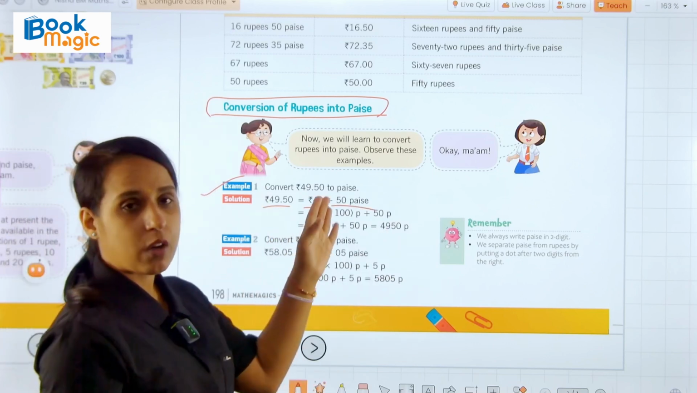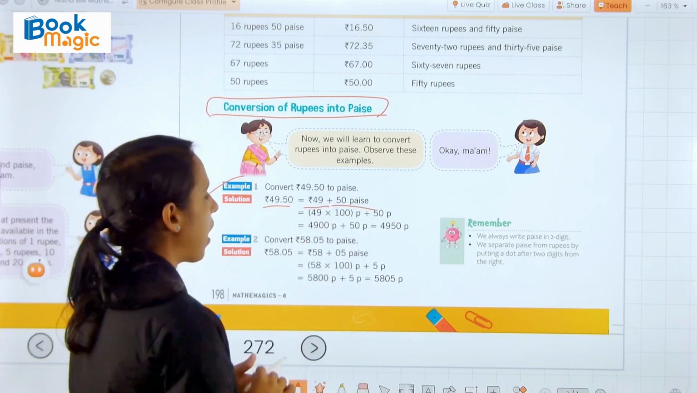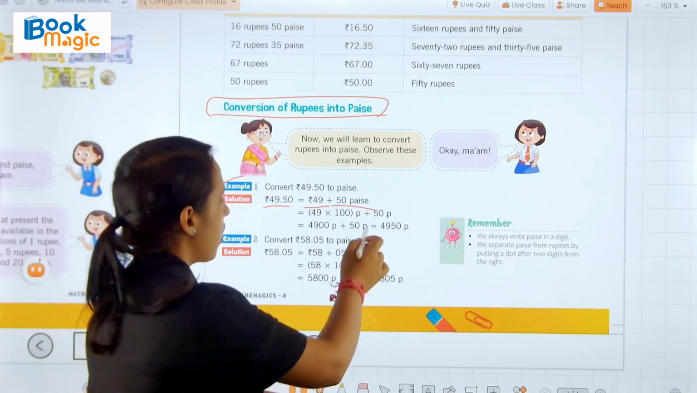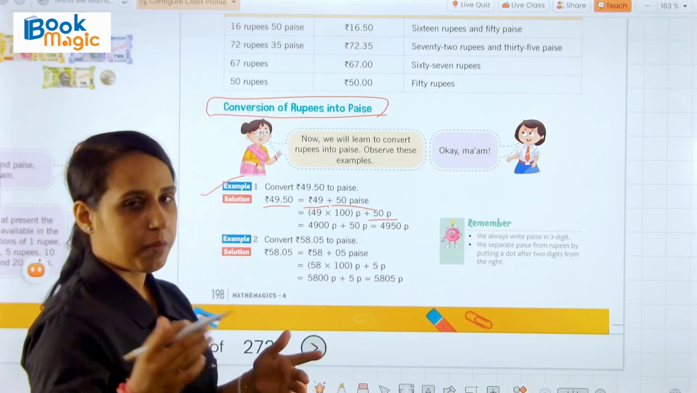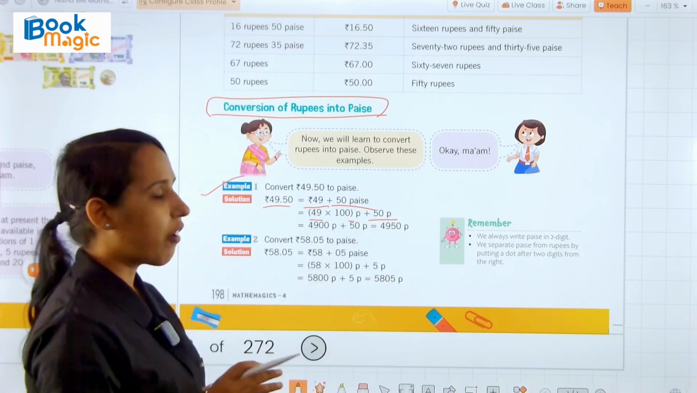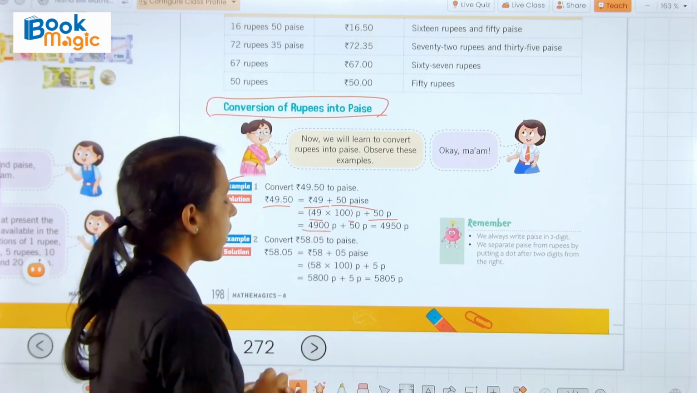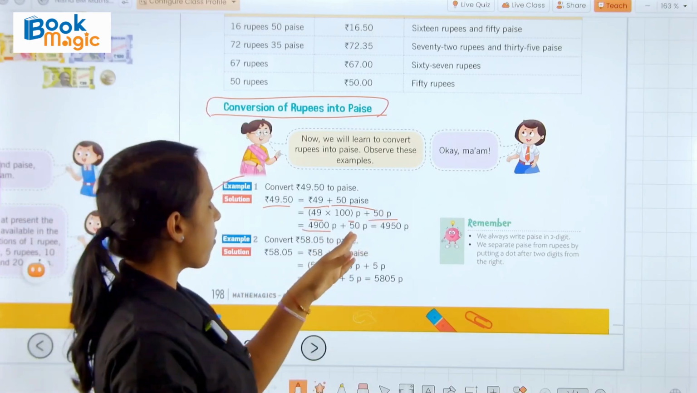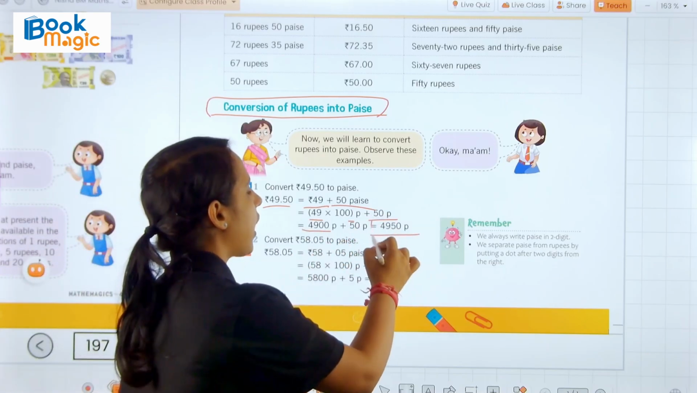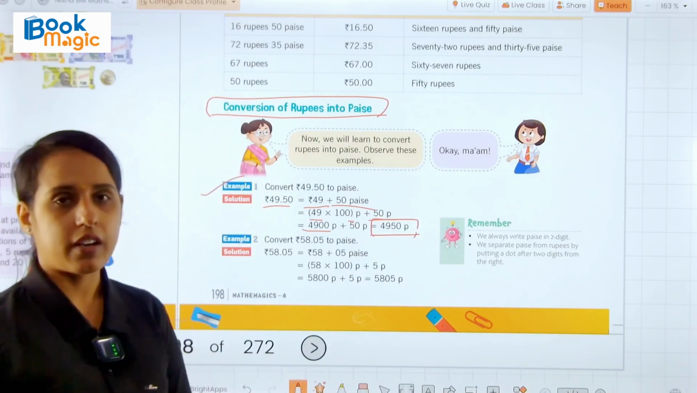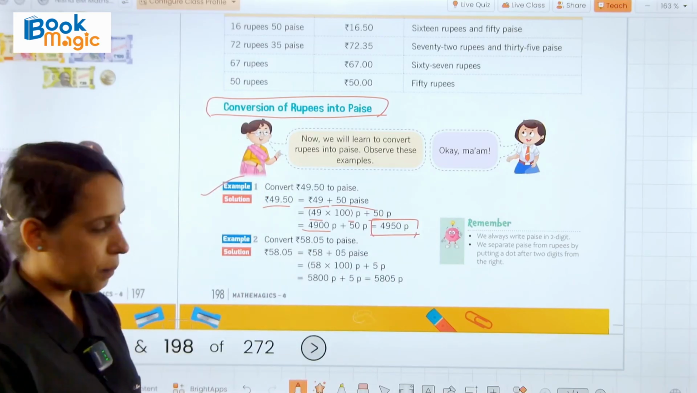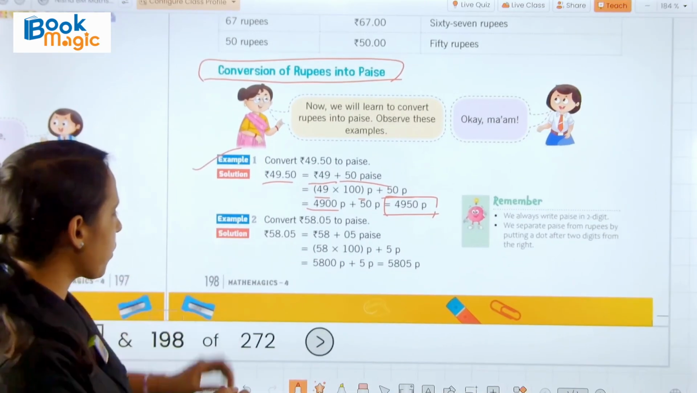And 1 rupee equals 100 paise. So we will multiply 49 by 100 paise and 50 paise will be added. So after multiplying it, we get 4900 paise plus 50 paise and after adding that, it will become 4950 paise. Okay. Now we have example number 2.